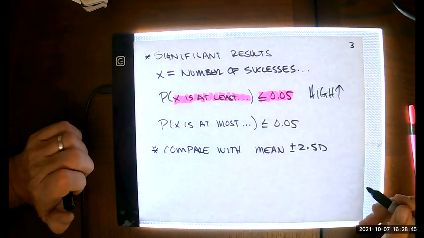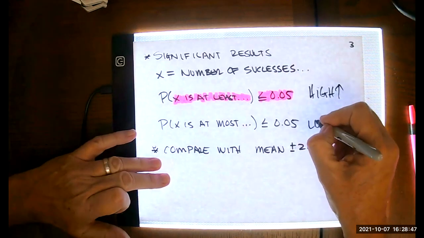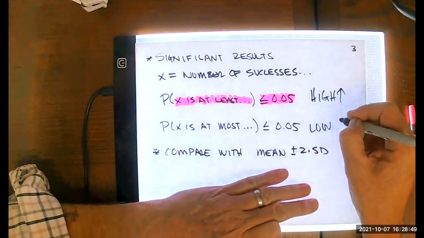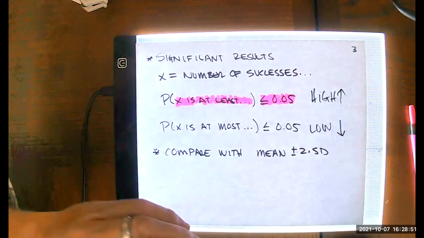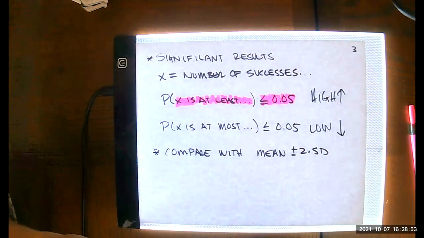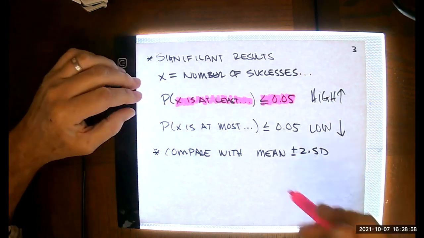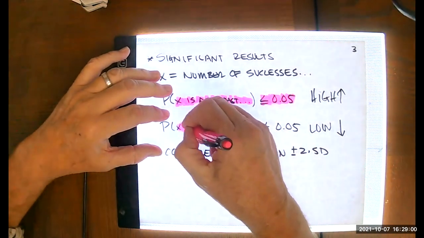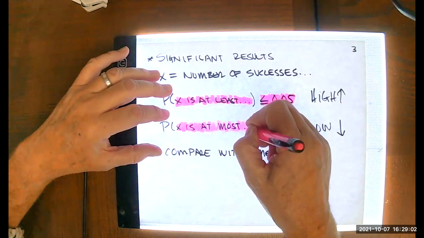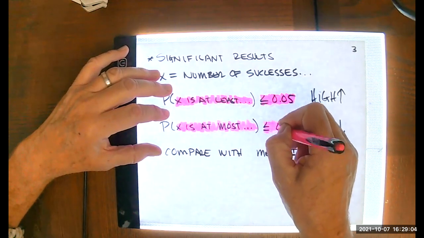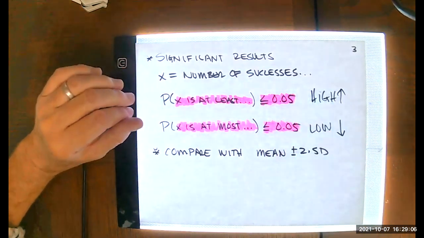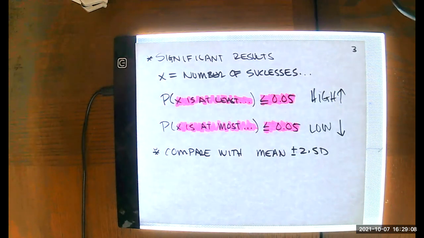When I'm looking for significantly low numbers of successes or outcomes, the question we really want to answer is the probability that X is at most some particular number of successes or failures or outcomes, and that probability needs to be less than 0.05.